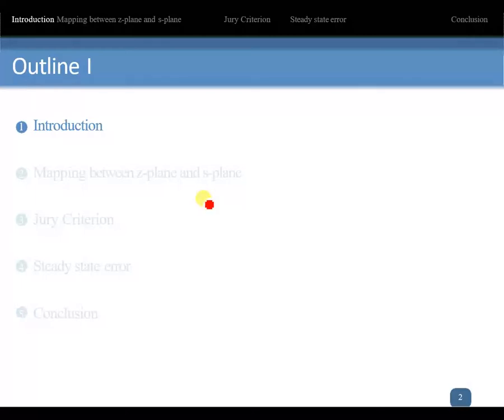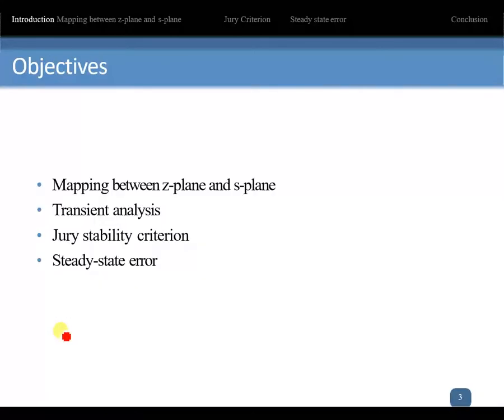Outline of this chapter is introduction, then mapping between the Z-plane and the S-plane. Then we will go forward to the Jury criterion. Number 4 is the steady state error, and in the end, conclusions. The objective of this chapter is mapping between the Z-plane and S-plane, transient analysis in discrete time, and the Jury stability criterion and steady state error.